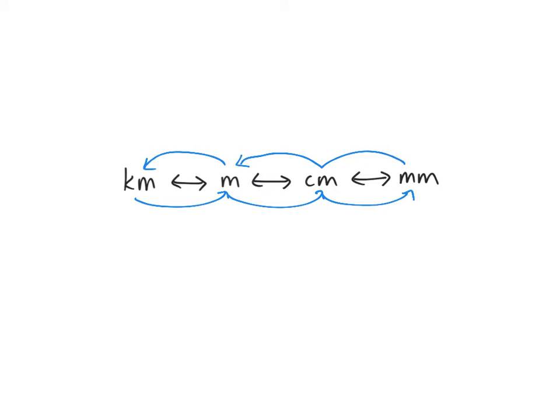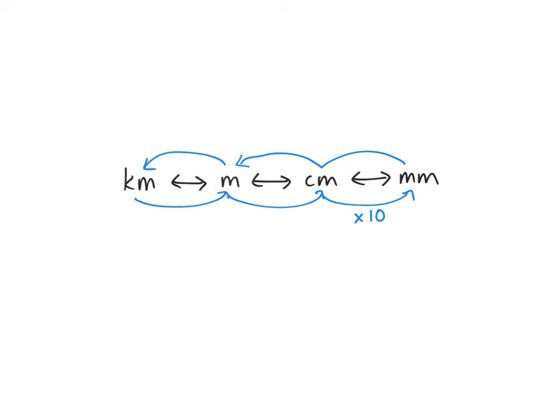Now, if I have 5 centimetres and I want to change that to millimetres, what I would need to do is times by 10. Because for every one of those 5 centimetres, remember 1 centimetre is 10 millimetres. So for every one of those 5 centimetres, I've got 10 millimetres, so I would have 50 millimetres. So that'd be times by 10.